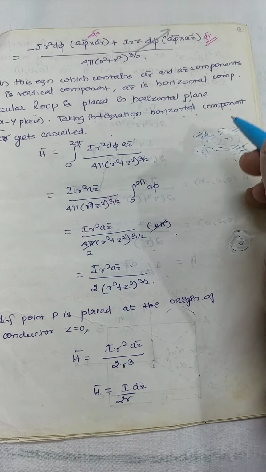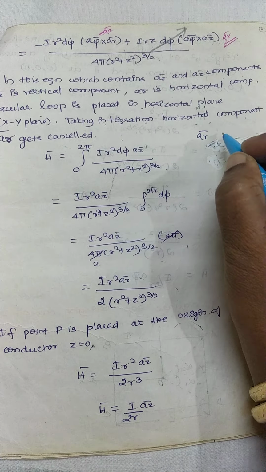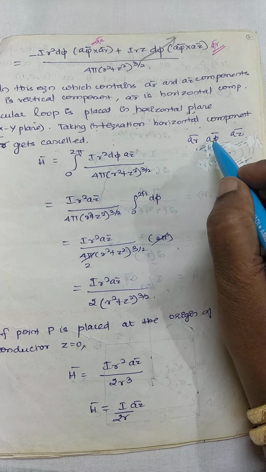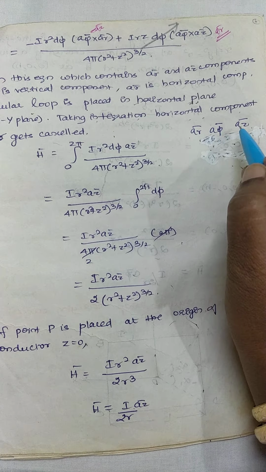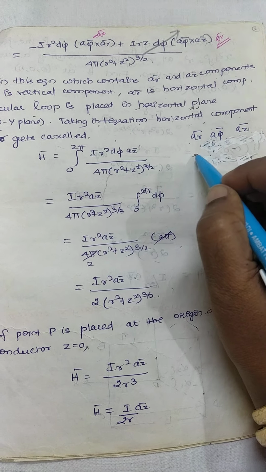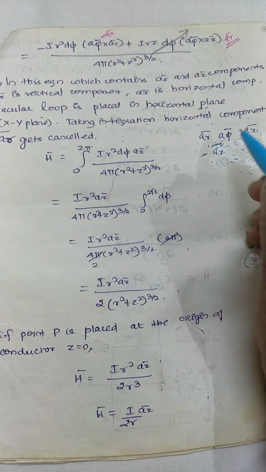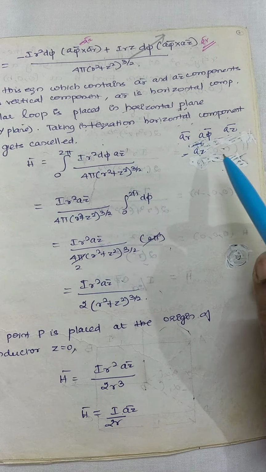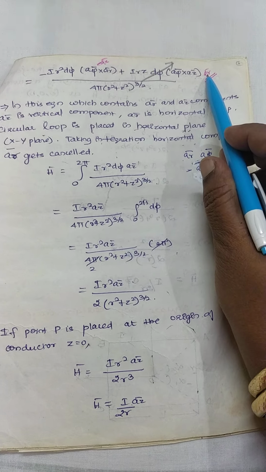Now, by mathematics, we know very clearly A phi cross AR and A phi cross AZ, with AR vector, A phi vector, AZ vector. When I do the cross product of AR and A phi, it is AZ vector. When I do the cross product of A phi cross AR, it is minus of AZ vector. That is what I have written over here, minus of AZ vector. Same way A phi cross AZ is AR component.